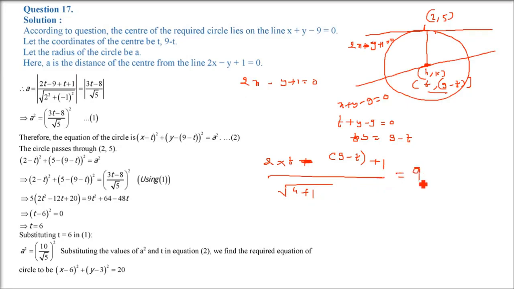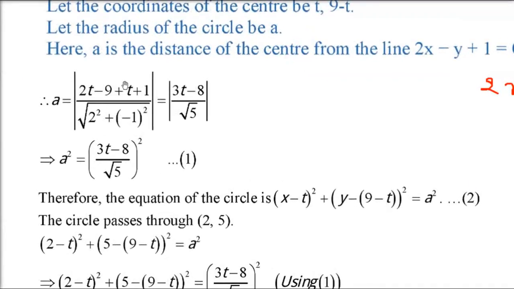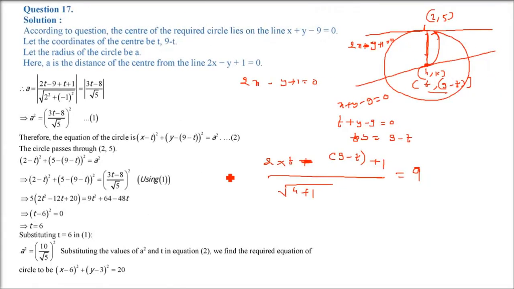And this is the radius. There is one more way to find out the radius, that is the distance formula. We can apply the distance formula, and we are going to equate the two later. Let me show you what I was talking about. Just square it on both sides. You will get r square as 3t minus 8 by under root 5 whole square.